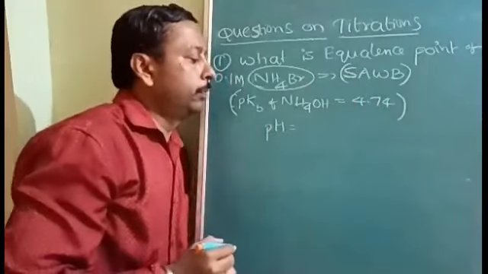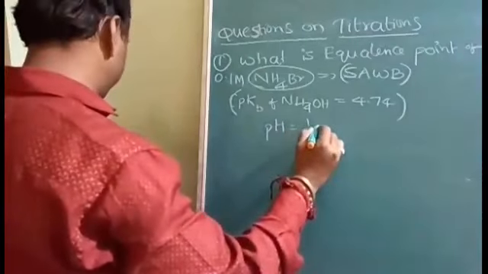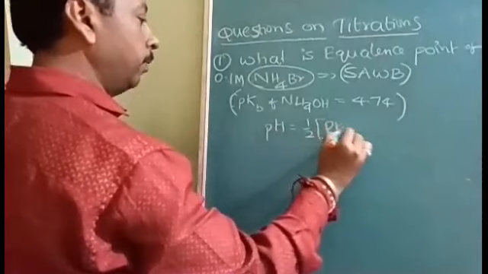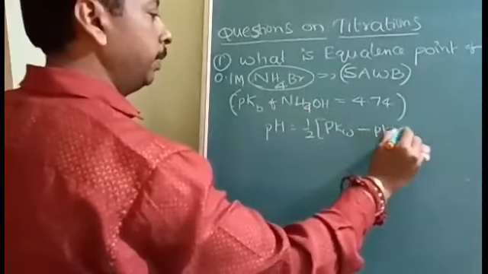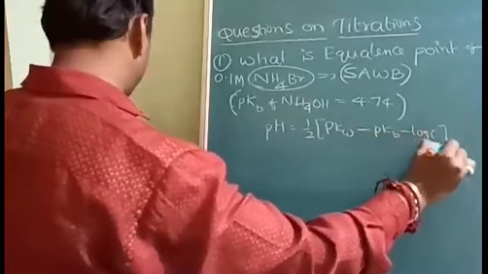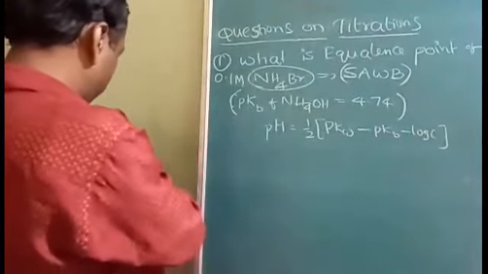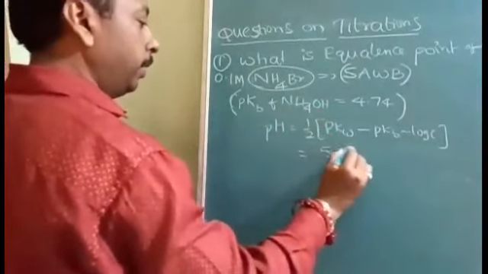For this, what formula will you use? The formula will be 1 by 2 into pKw. For a base, it should be minus pKb minus log C. Concentration will be minus. Okay. So on simplifying, substituting, you will get 5.13.